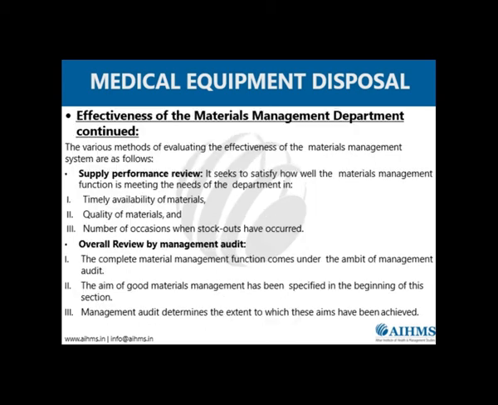As far as the methods of evaluating the effectiveness of the materials management department are concerned, you need to think from the perspective of supplier performance review and the overall review for the management audit. Both have to be kept in tandem to see whether the appropriate functions are being done. For example, whether there is timely availability of material, what the quality of the material is, and how many occasions stockouts have occurred. Similarly, team audits or management audits have to be done from time to time.